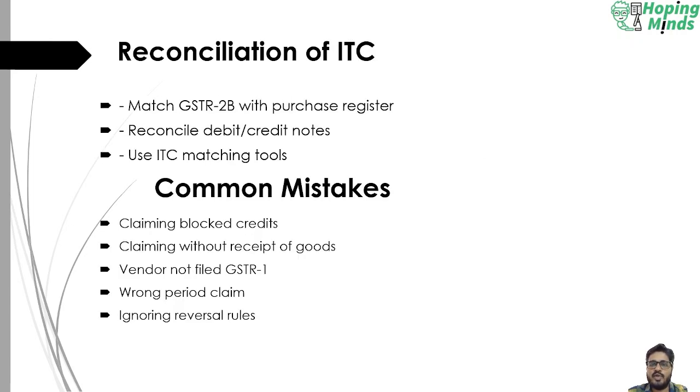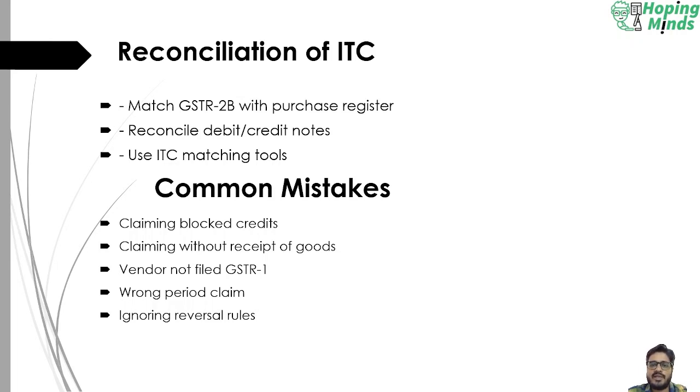Then reconciliation of input tax credit. It is very important to reconcile input tax credit regularly. So match GSTR 2B with the purchase register and keep the books and GSTR 2B reconciled. Reconcile debit notes and credit notes. Debit notes and credit notes also impact the input tax credit availment. So it is always important to reconcile the debit notes and the credit notes. Use ITC matching tools. There are tools available which can be used to reconcile the books and the GSTR 2B.